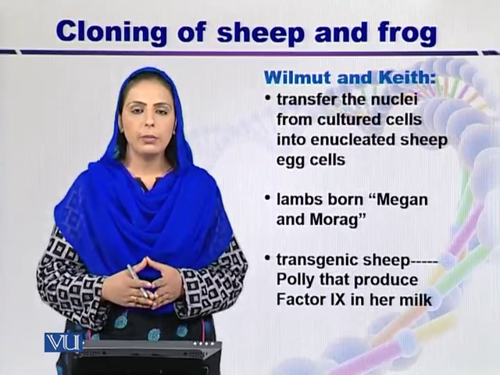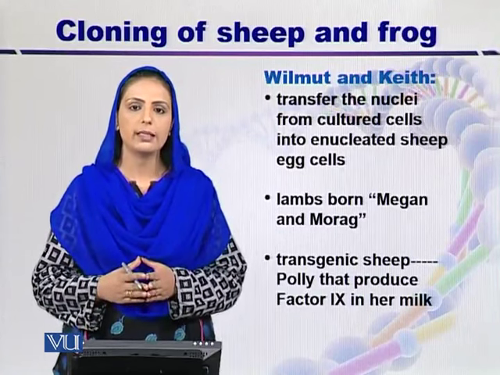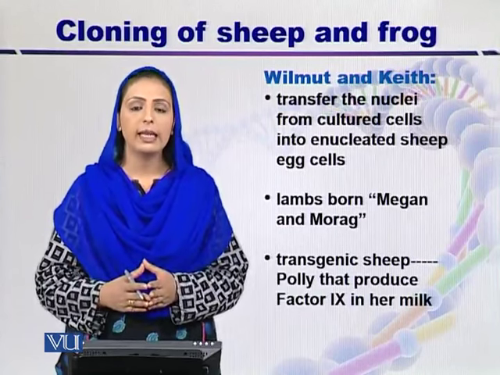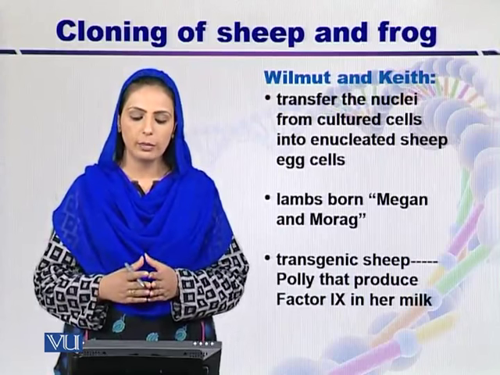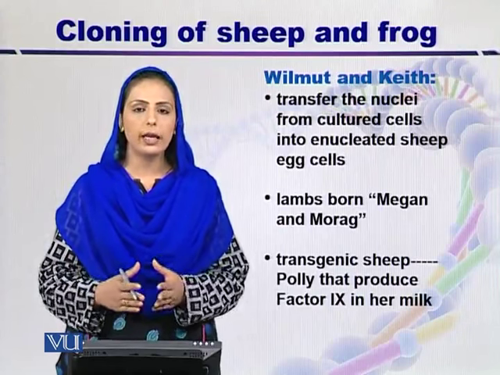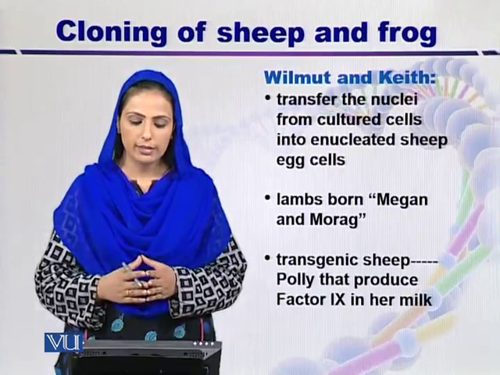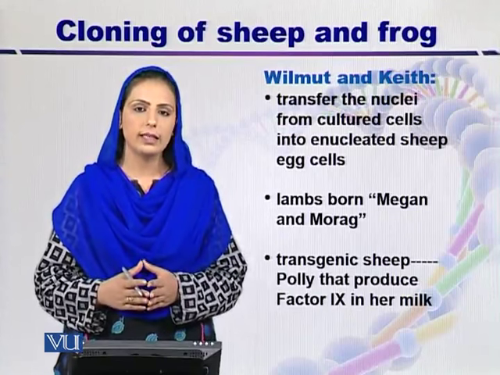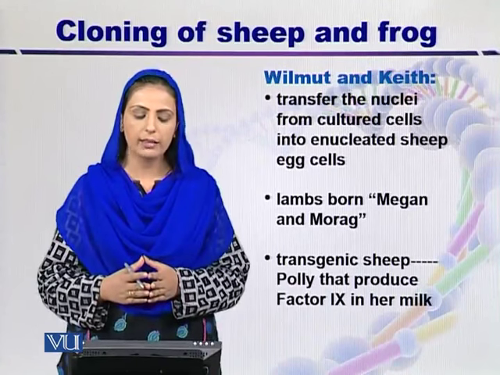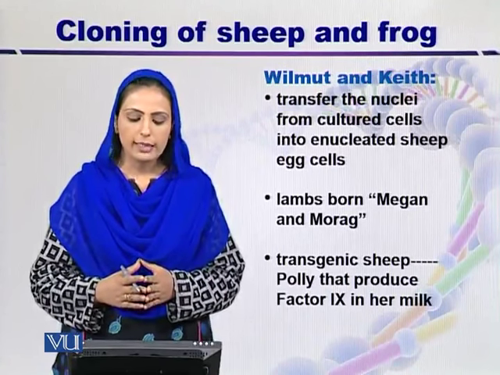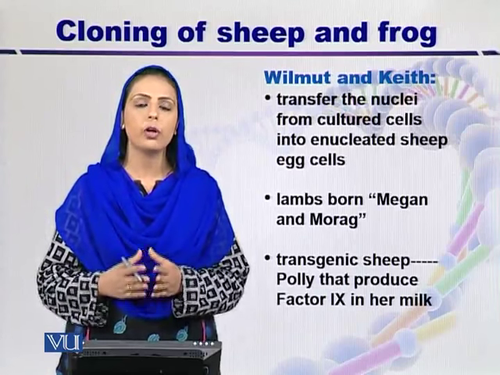At the same time, Wilmut and Campbell also performed an experiment on sheep, but they used a different technique. Here they used cultured sheep cells which they froze in a laboratory. They transferred the nuclei from the cultured cells into enucleated sheep egg cells, and from this technique 2 lambs were produced, one named Megan and the other named Morag. These transgenic sheep were also produced in other ways.